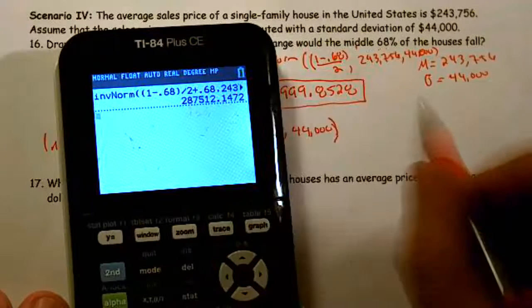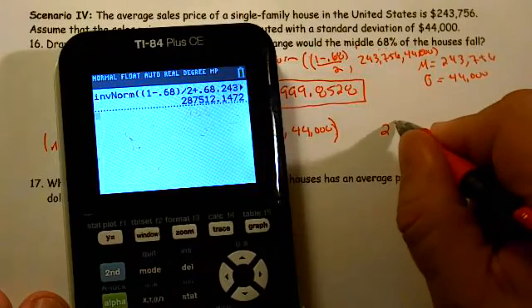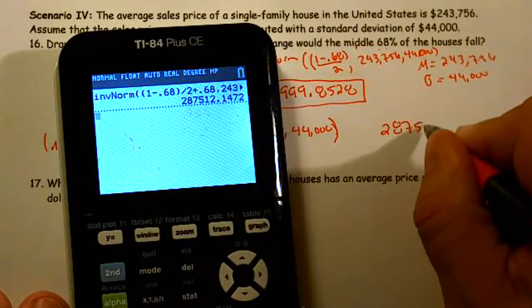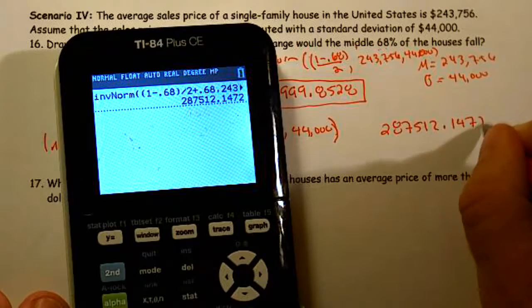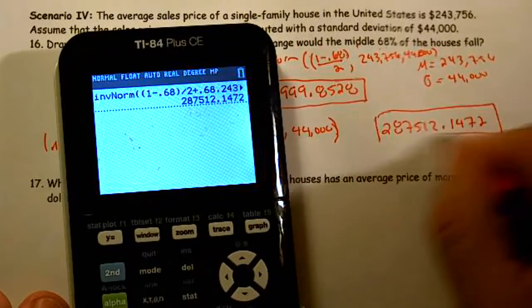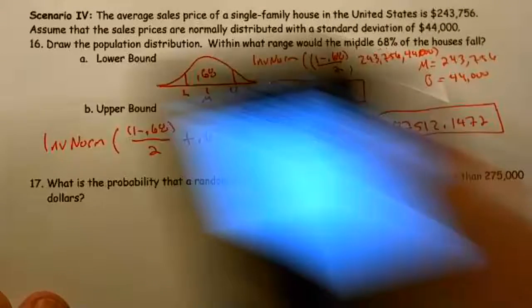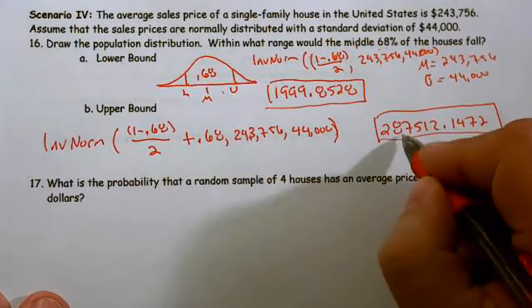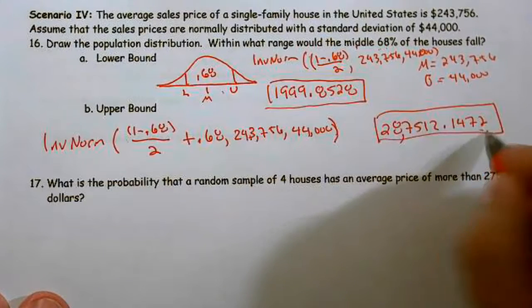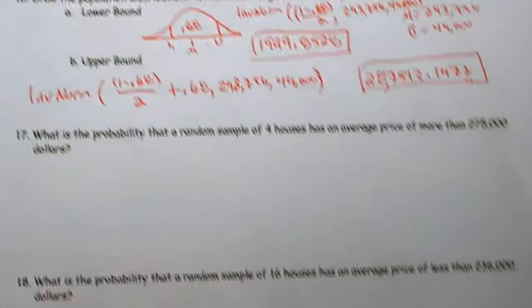And I end up with 287,512.1472. And that's my upper bound. All right, so this is what you'd put into the calculator. And yes, you need to take it all the way to the 4 decimal places.